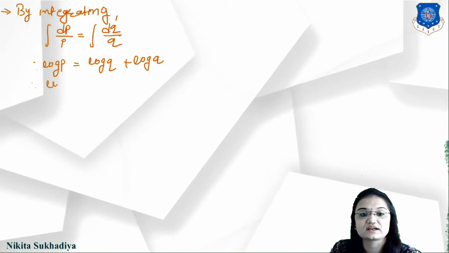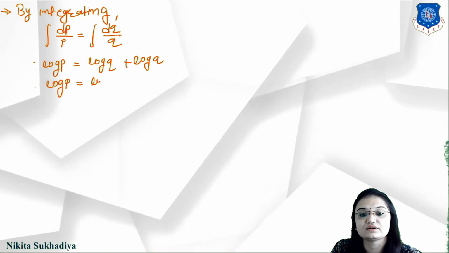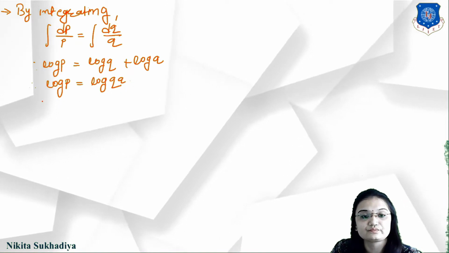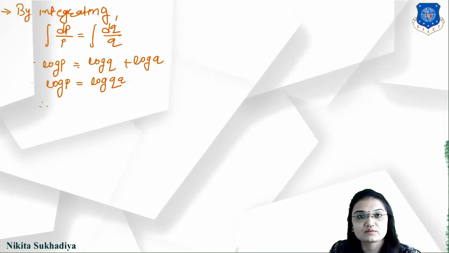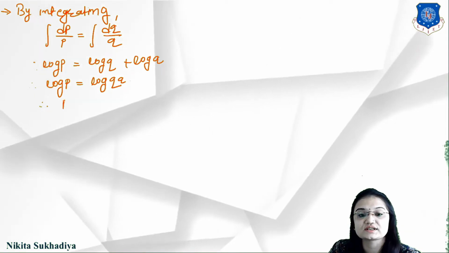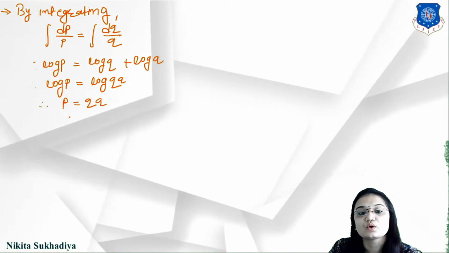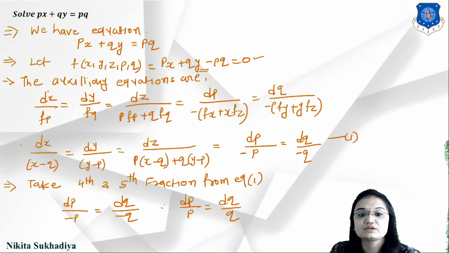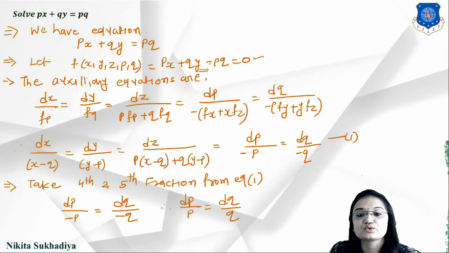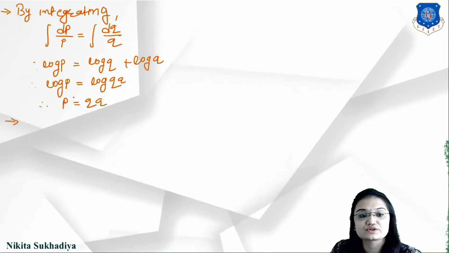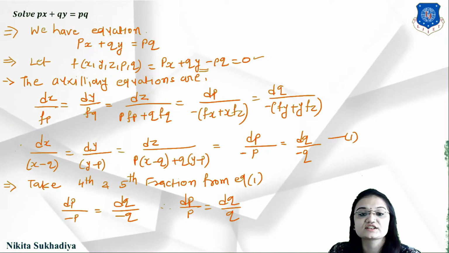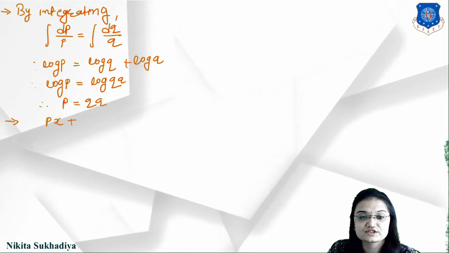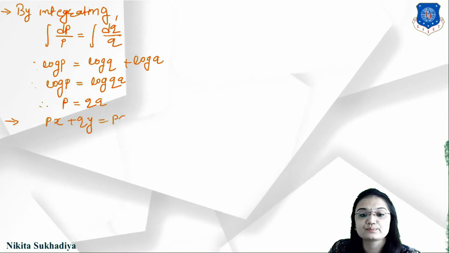Okay, so we can say that logarithm of p is equal to logarithm of q into a. By canceling out the logarithm from both sides, we can say that p is equal to qa. Now put this p equal to qa in our main equation, that is px plus qy minus pq is equal to 0. So our main equation is px plus qy is equal to pq.